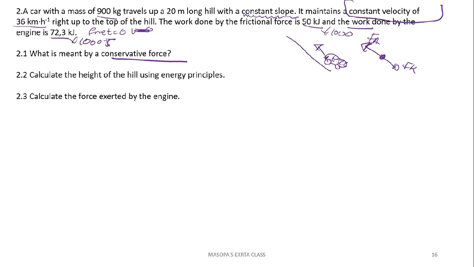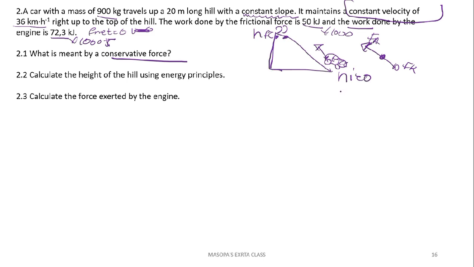Now, 2.2 says that we must calculate the height of the hill using the energy principle. To calculate the height, we must go to gravitational energy so that you can calculate the height, because the initial height will be 0. The initial height is 0, and the final height will be the one that you're going to look for.